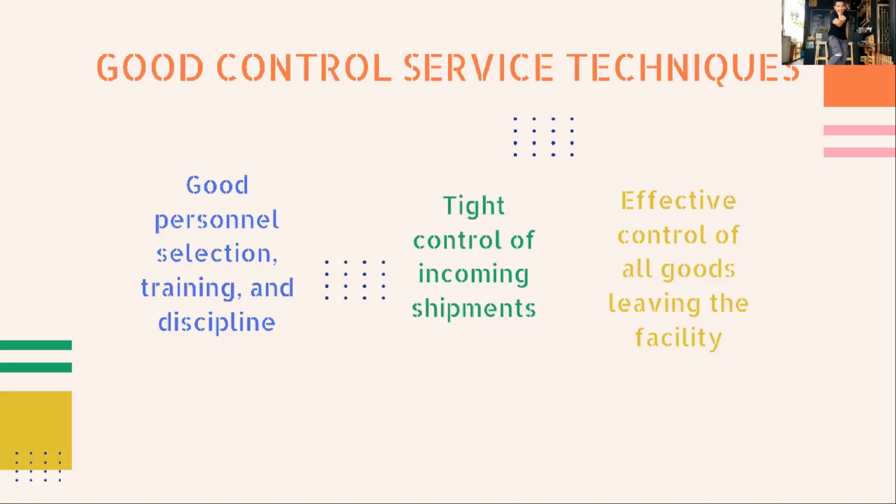This task is being addressed by many firms through the use of the Universal Product Code or barcode and radio frequency systems that read every incoming shipment and automatically check tallies against purchase orders. When properly designed, this system, where each stock keeping unit has its own identifier, can be very hard to defeat. And the last technique is effective control of all goods leaving the facility.